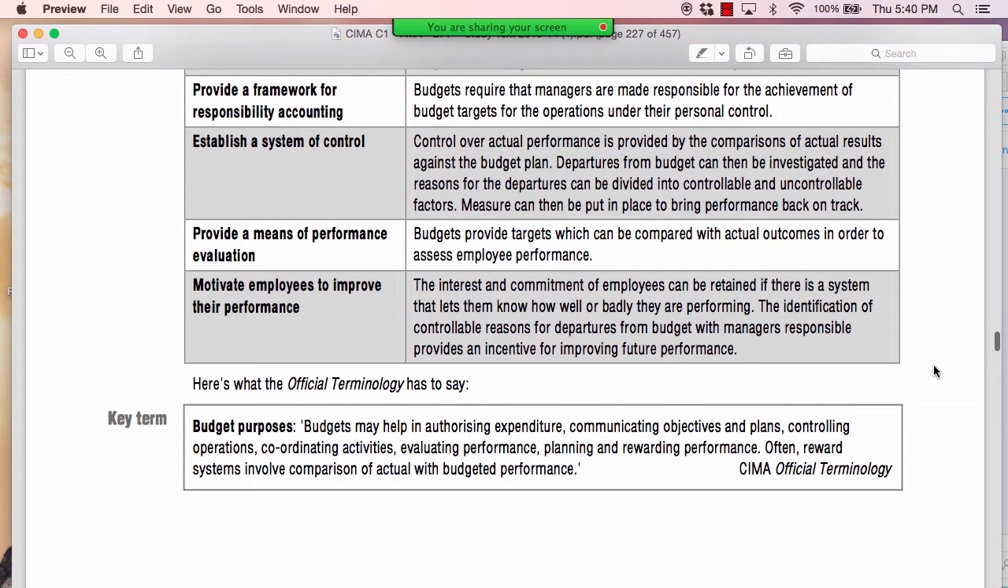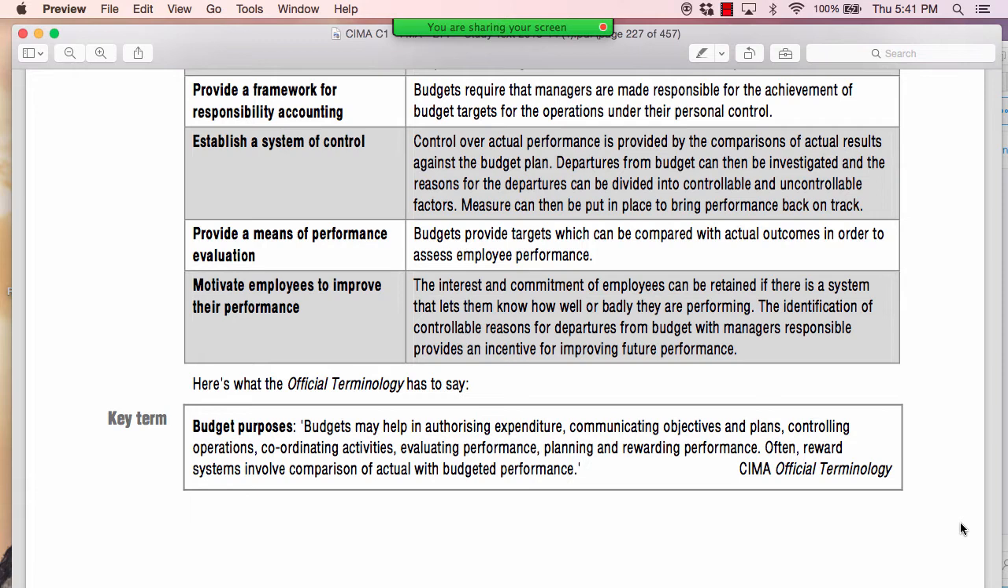Okay, so what does the official CIMA terminology say? Budgets may help in authorizing expenditure, communicating objectives and plans, controlling operations, coordinating activities, evaluating performance, planning and rewarding performance.